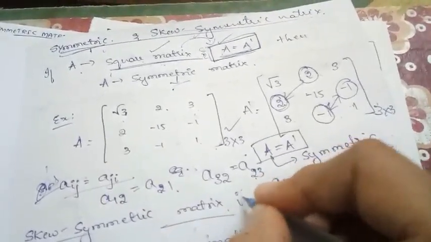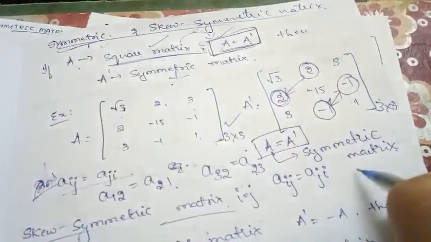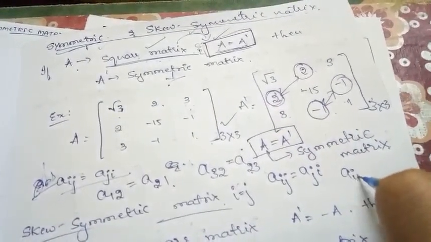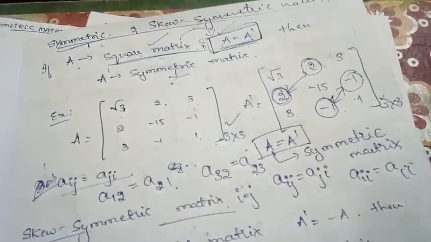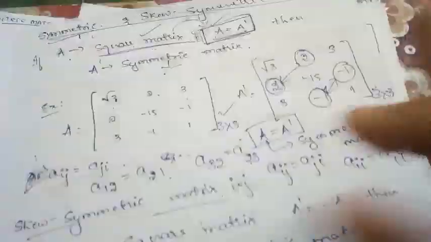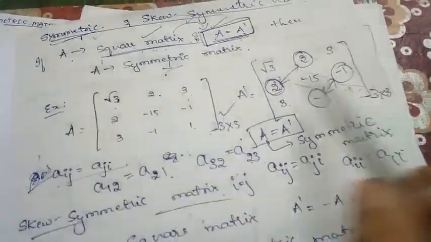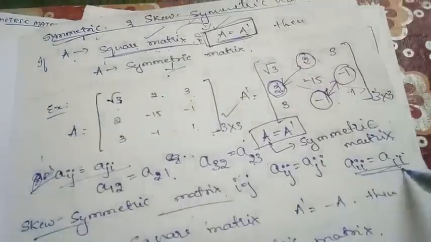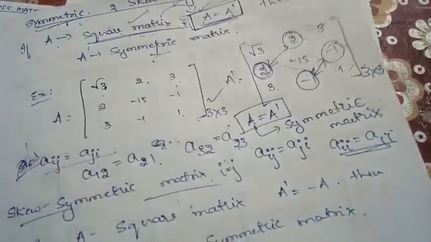What happens when i is equal to j? You can see when i is equal to j, nothing changes here. Aii is equal to Aii itself, or Ajj is equal to Aii. That is nothing but a diagonal element. So there is no difference. It remains the same. It can be any number. Here there is no difference. Aii is equal to Aii itself, which is nothing but our diagonal element.